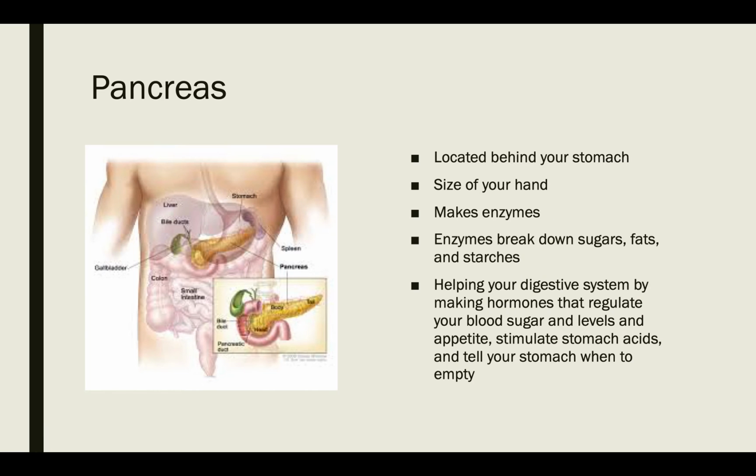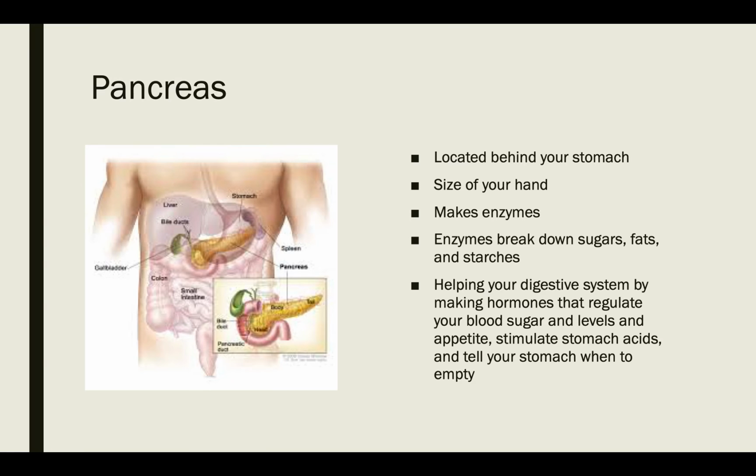Next, we talk about the pancreas. The pancreas is located behind your stomach. It is the size of your hand. It also makes enzymes, and the enzymes break down sugars, fats, and starches. The pancreas helps your digestive system by making hormones that regulate your blood sugar levels and appetite, stimulate stomach acids, and tell your stomach when to empty.